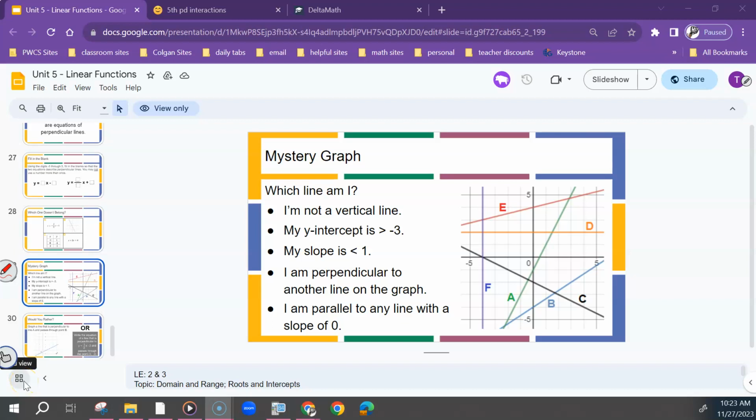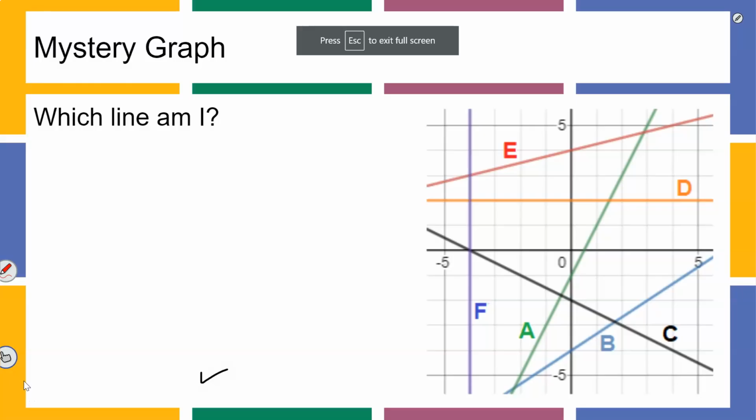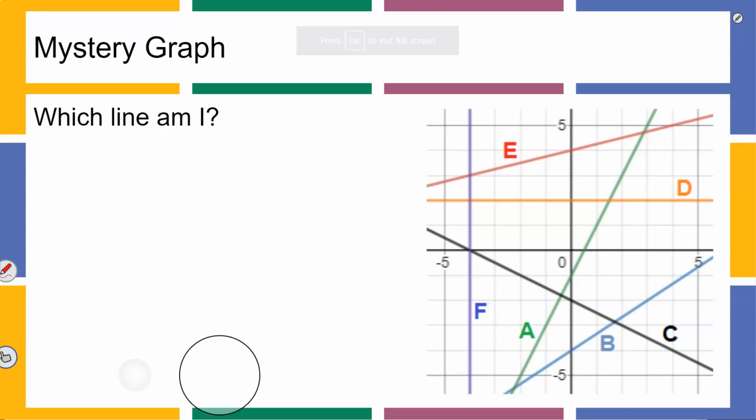You may need either sets of your notes, parallel, perpendicular notes.